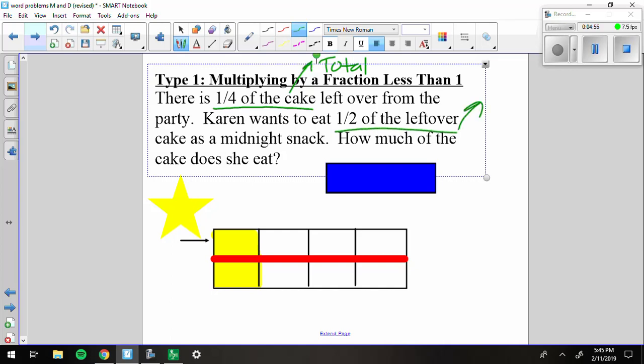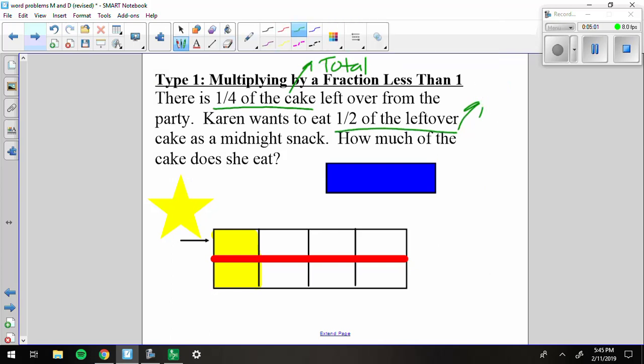And that's multiplying by something less than 1. I just wrote greater than 1. What am I doing? Less than 1. And hey, again, we have the words of the. If you see of the, you could definitely say 1/2 of the total, 1/2 of the 1/4 left over.